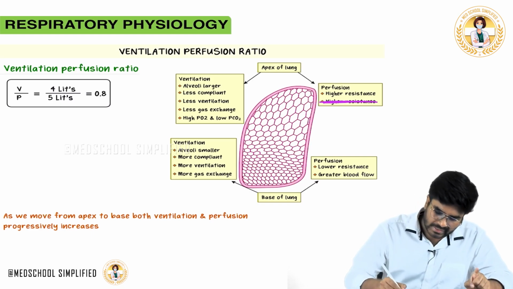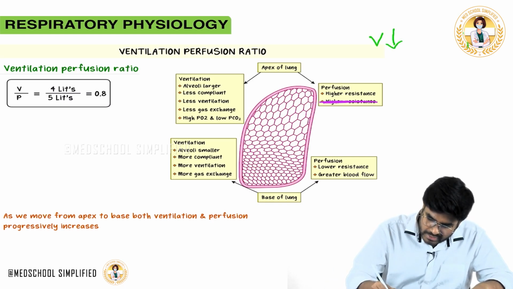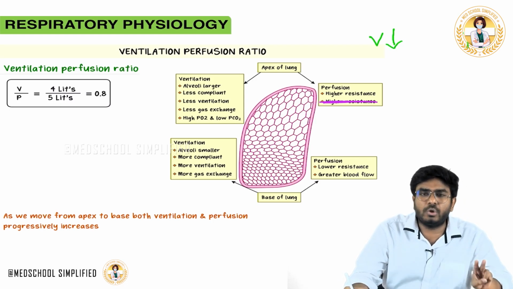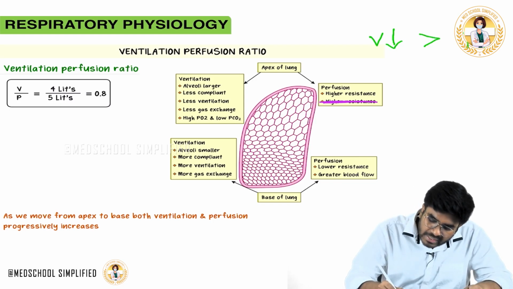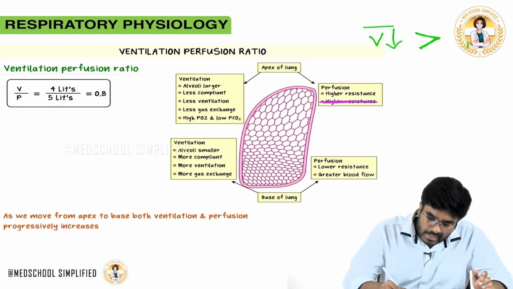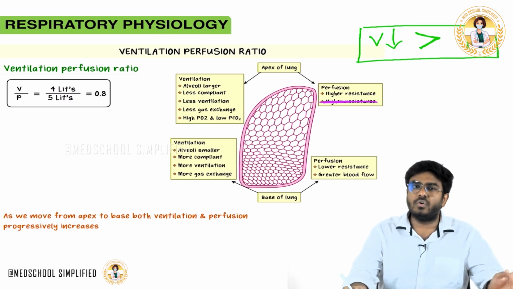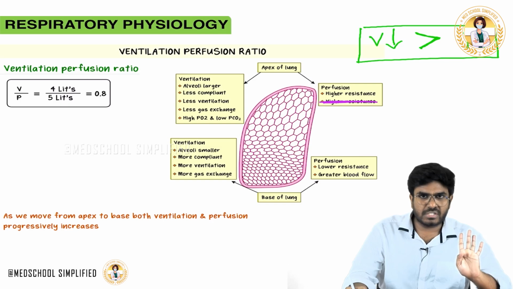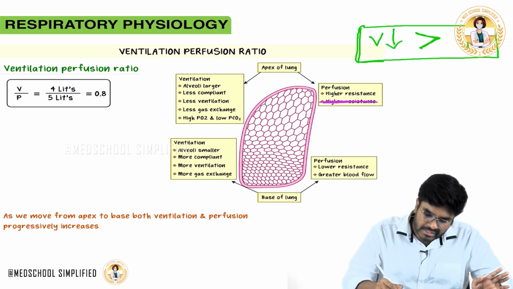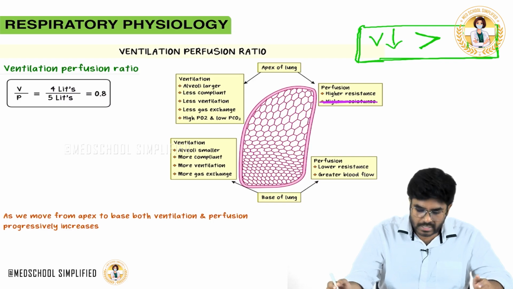Now my point is, in the apex of the lung, ventilation is less, no doubt. Perfusion is also less. But if you compare them head to head, ventilation is greater than perfusion, or perfusion is less than ventilation. Important: in the apex of the lung, it is not like ventilation is 4 liters and perfusion is 5 liters. Here in the apex, the ventilation perfusion ratio is not 0.8. Then how much? Now let's see.